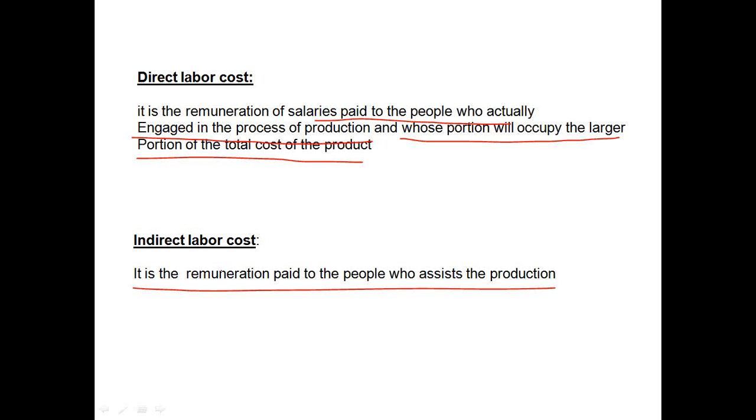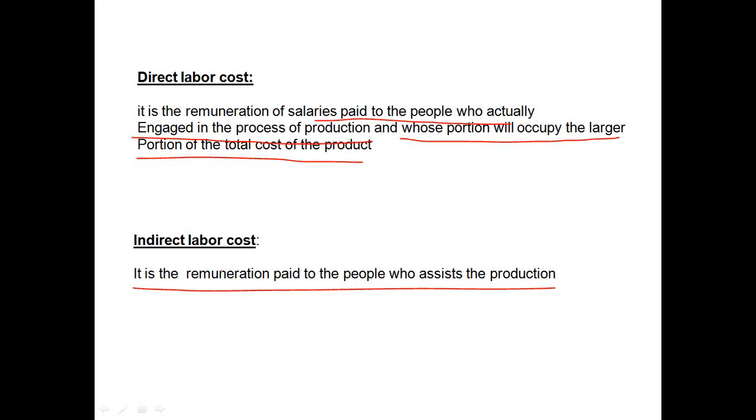So they are directly engaged in the table manufacture, and the salary we are paying is $50 a day. Each worker is producing a table a day. So $50 is the labor cost per table. It is the direct labor cost.